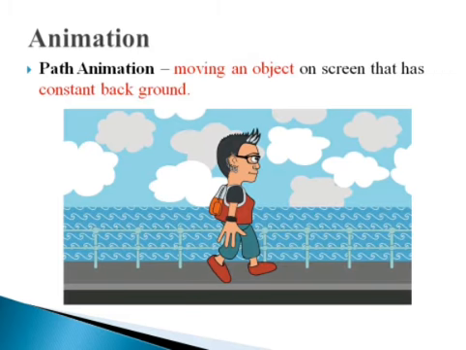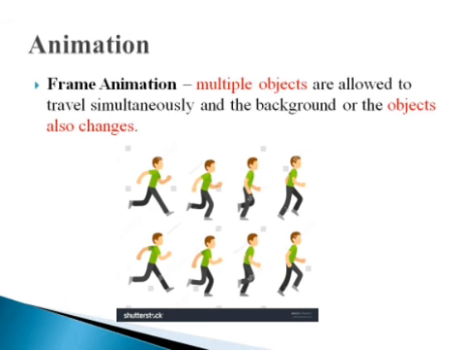Under animation, you have two types. One is path animation and the other one is frame animation. Coming to the path, by seeing the image, I just want you to imagine the boy is walking there. If that is the case, the object is moving, but the background screen, that is the blue sky and the sea, all those are still. So moving an object on a screen that has a constant background is called path animation. Clear with this, boys?